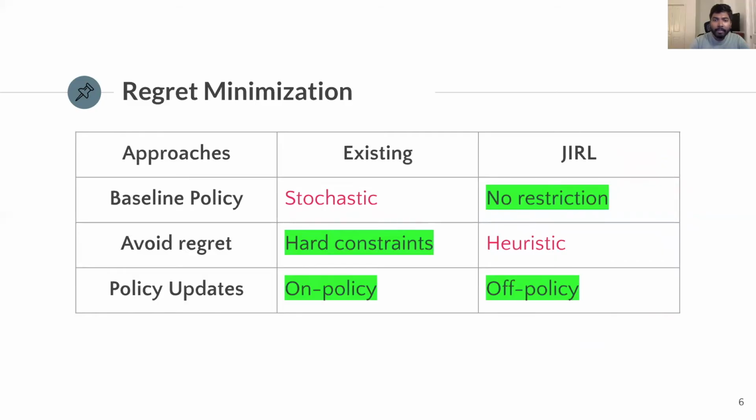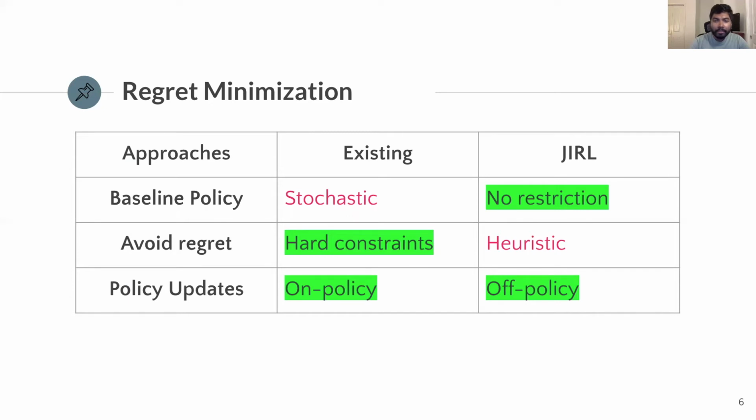Existing approaches on baseline regret minimization usually make a few assumptions. Some assume access to a stochastic baseline policy for performing exploration. However, depending on the task, this might not be possible. In many domains, the baseline controller could be deterministic or rule-based, such as traffic signal controllers. JIRL, on the other hand, can be used with any type of baseline policy.